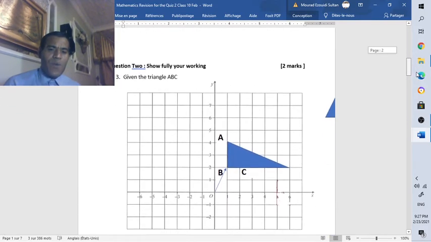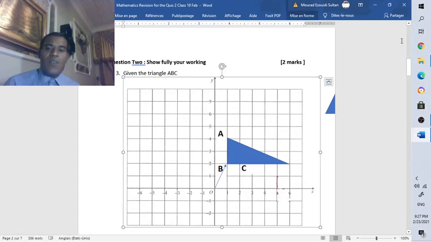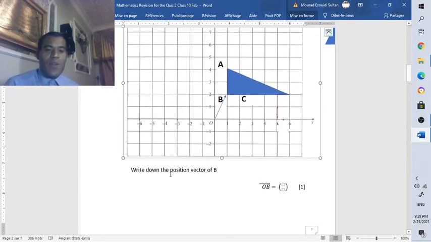Then question number 2, here you can see a given triangle ABC. The question is, write down the position vector of B. You can see that B is a point on the coordinate grid, and O is the origin. When we say the position vector of B, it means that the point O will be translated 1 unit to the right and 2 units up, and it's called the position vector of B, which is the vector OB.